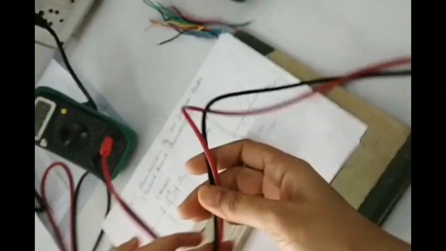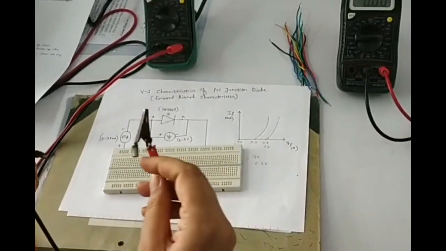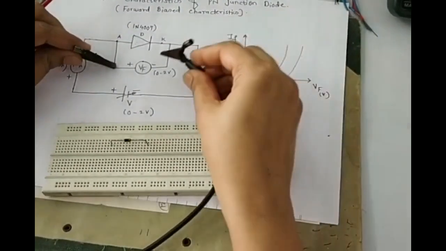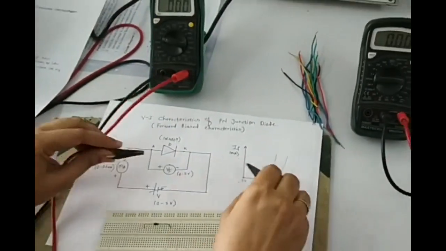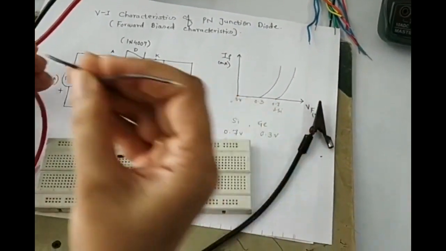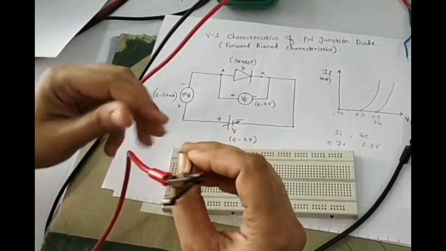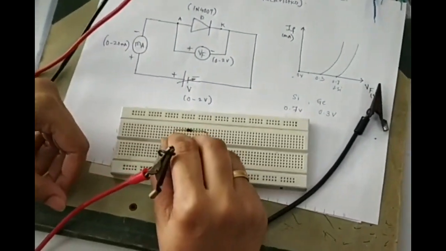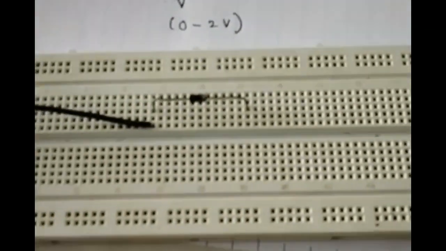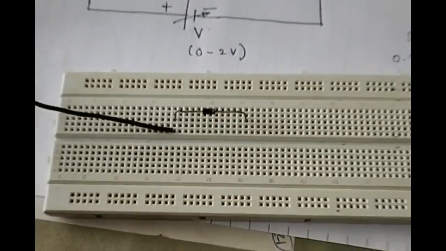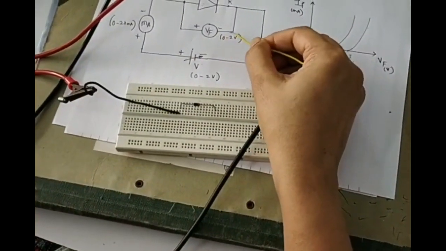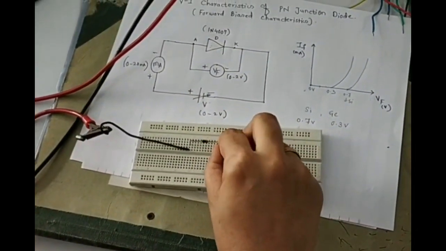The positive terminal of the voltmeter you will connect to the anode, and the negative you will connect to the cathode. But how will you connect? With the help of connecting wires. These are the connecting wires specially used for connections on a breadboard. So connect the positive terminal at the anode side. See how to connect, and connect the negative terminal of the forward voltmeter to the cathode.